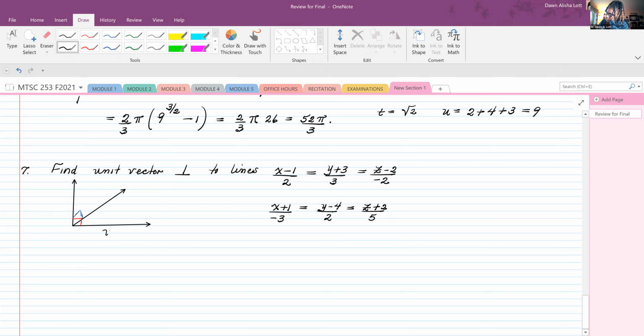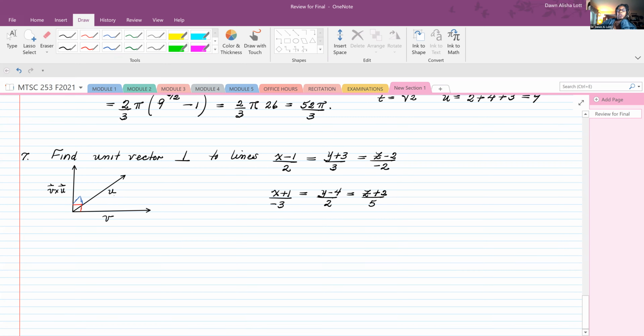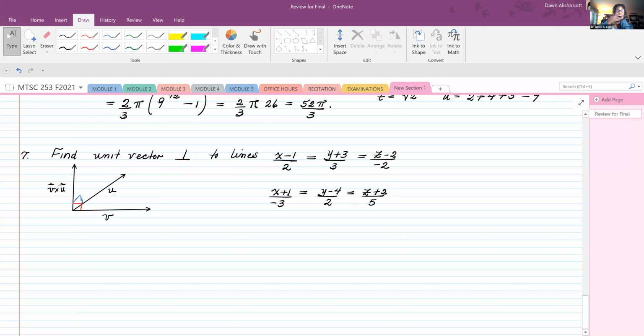So if this is V and this is U, then this would be V cross U. So you need to find the direction vectors for the two lines, cross them, and then you will get it. When you first gave me the one line, I was confused. It wasn't until you gave me the second line, I was like, oh, thank God.